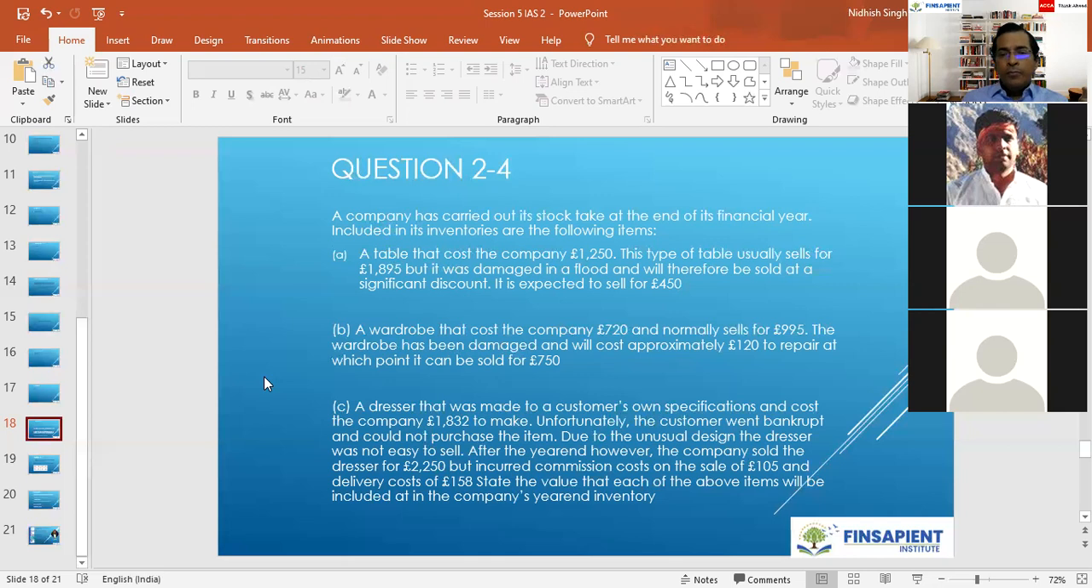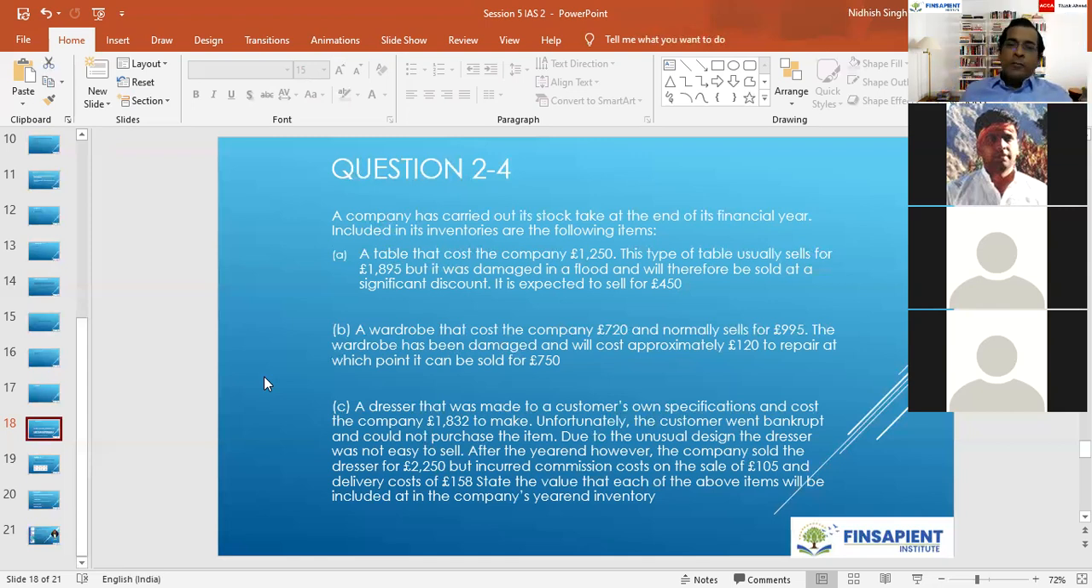One nine eight three. What is the fair value or the cost of inventory? The selling price 2250 minus cost of commission 105, then minus delivery cost 158, then somewhere around 1983 pound. 1990 should be the cost. 1990. Yeah, I'm adding 1832 plus 158.